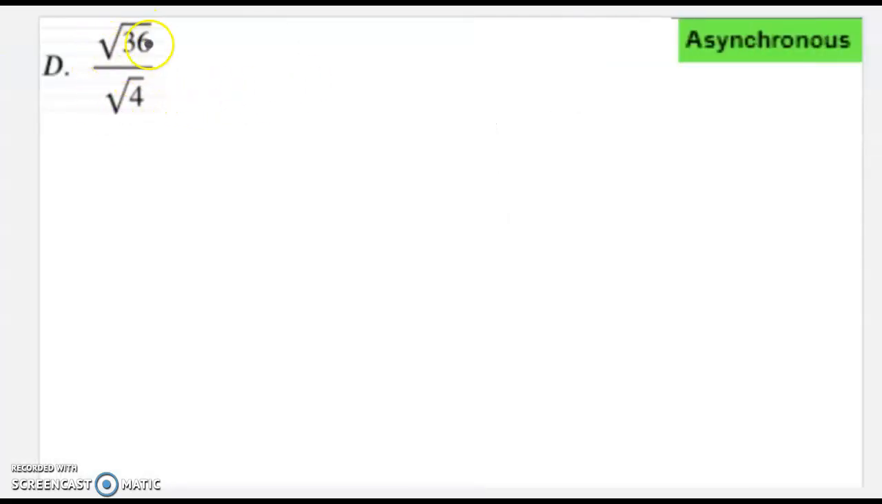All right, here, these are both perfect squares, which means that you could put the square root of 36 directly in your calculator to get 6. And then the square root of 4 is 2. And then 6 divided by 2 is 3. And again, if you checked that on your calculator, the square root of 36 divided by the square root of 4, you do get 3 with that.